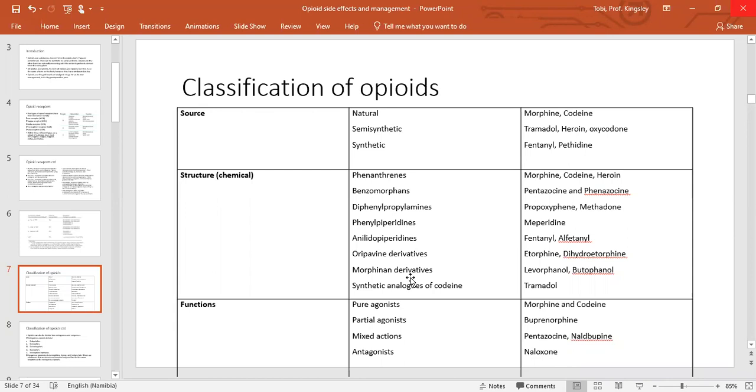Classification based on function: we have pure agonists, morphine and codeine. We have partial agonists, and we have mixed agonists, meaning that they have both agonist and antagonist effects, like pentazocine. And the antagonists are like naloxone. From our understanding of pharmacology, it means that morphine, when it attaches to its receptors, will give us the desired effect it produces, while the antagonist will antagonize the effect of the drugs.